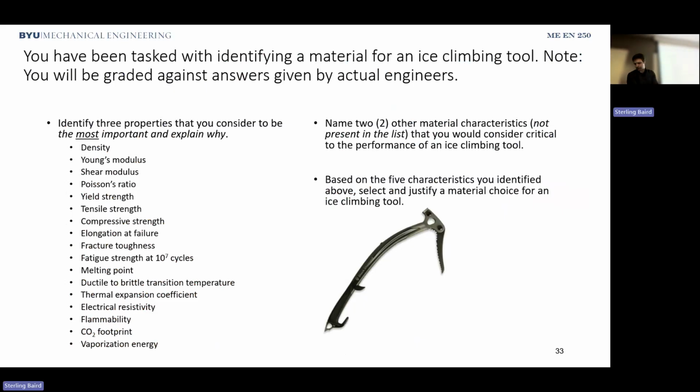Okay. Next one. You've been tasked with identifying a material for an ice climbing tool. Identify 3 properties that you consider to be the most important. Explain why. Name 2 other materials characteristics that are not in the list that you consider critical to the performance of an ice climbing tool. And then based on the 5 characteristics you identified, select and justify a material choice.